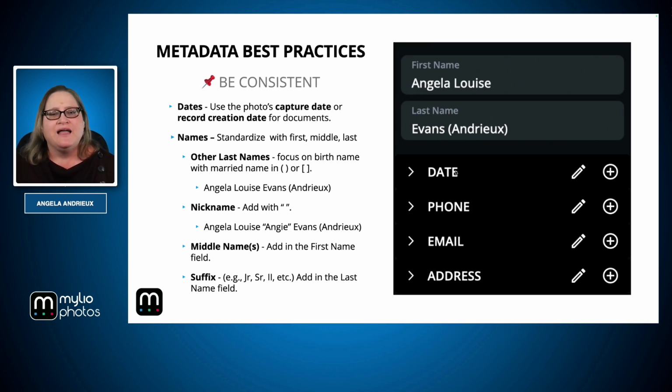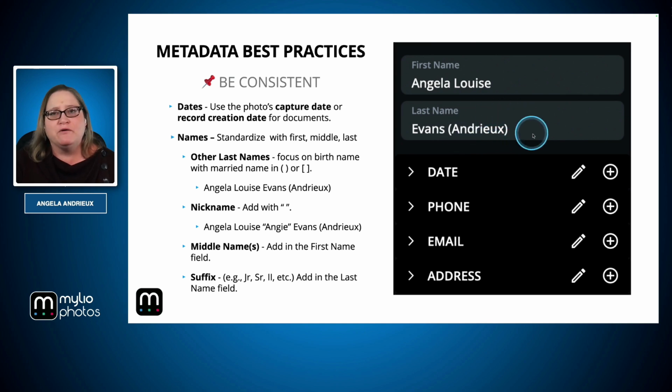With names, I like to standardize how I format them. So we're going to do first, middle, and last. You can see here in the picture, for myself, I've got my first name, middle name, my birth last name, and in parentheses, my married last name. That's the format I typically choose to use. I do that because when you're working with ancestry and genealogy websites, they are typically going to go off of the birth name as well.